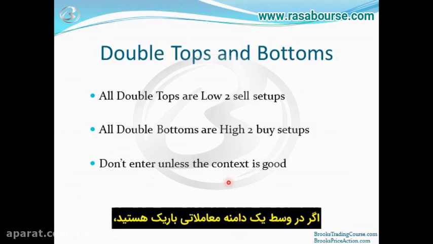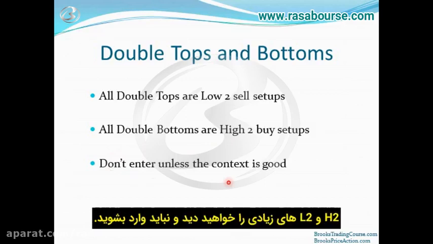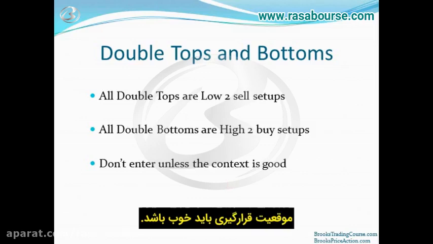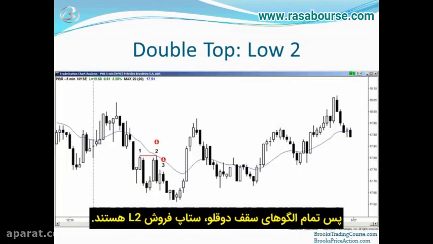If you're in the middle of a tight trading range, you're going to see lots of high 2s and low 2s, and you should not be taking the entries. The context has to make sense. All double tops are low 2 sell setups.